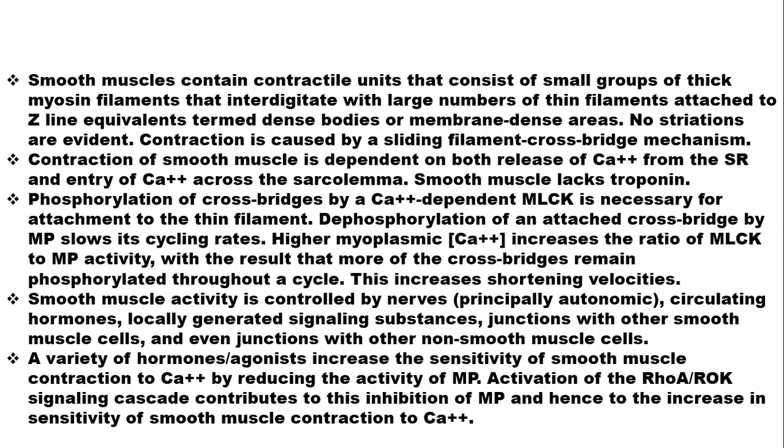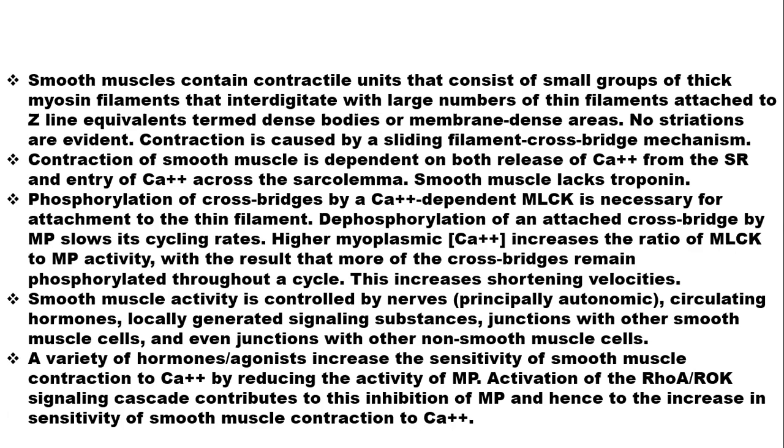Smooth muscle lacks troponin. Phosphorylation of cross bridges by calcium-dependent myosin light chain kinase is necessary for attachment to the thin filament. Dephosphorylation of an attached cross bridge by myosin phosphatase slows its cycling rates. Higher myoplasmic calcium increases the ratio of MLCK to myosin phosphatase activity, which results in more cross bridges remaining phosphorylated throughout the cycle. This increases shortening velocities.